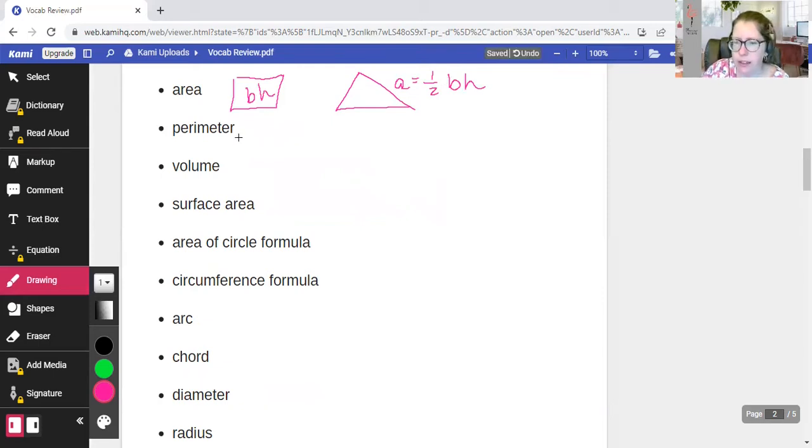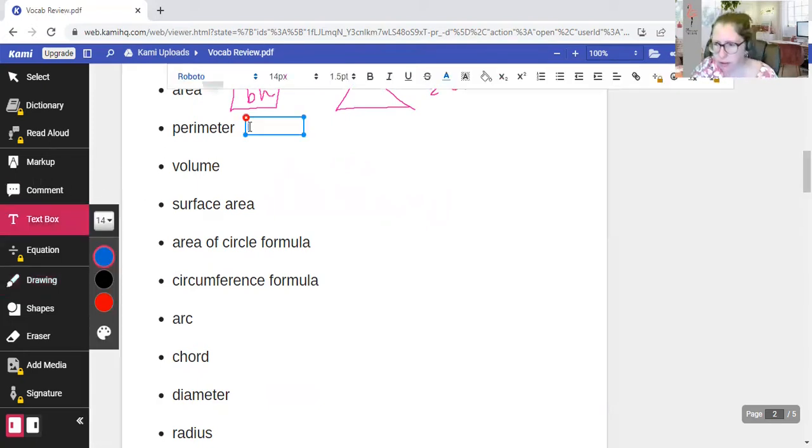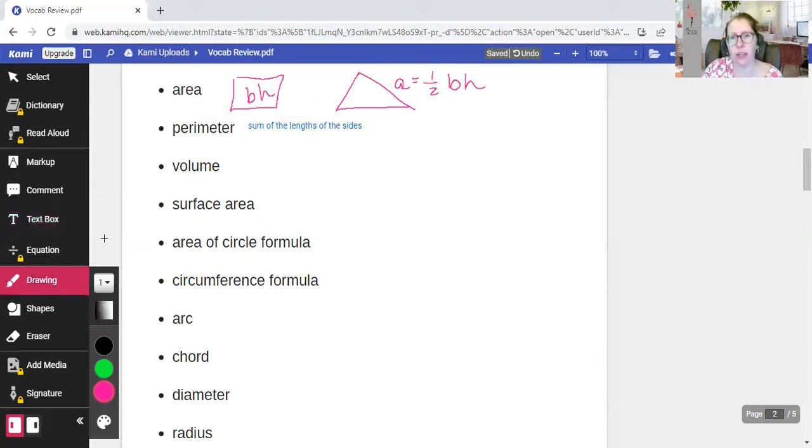Perimeter is the sum of the lengths of the sides. So it's just the fence around the garden is how I think about it. All right, let me spare you my handwriting and say sum of the lengths of the sides. All right, then we hit volume. Volume is moving into the 3-dimensional shape. So volume is going to look like this. And that's the one that is length times width times height.